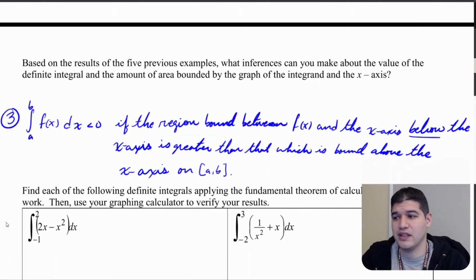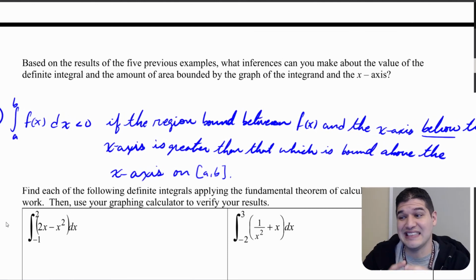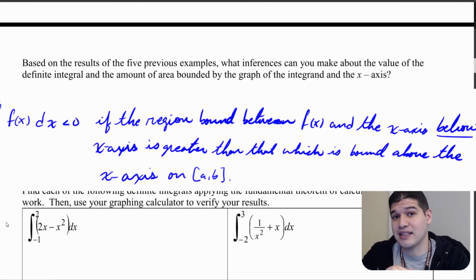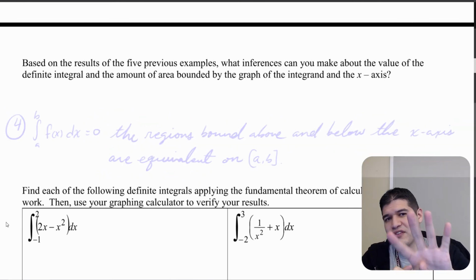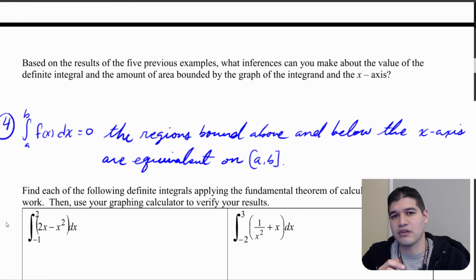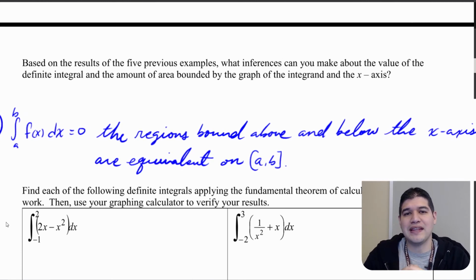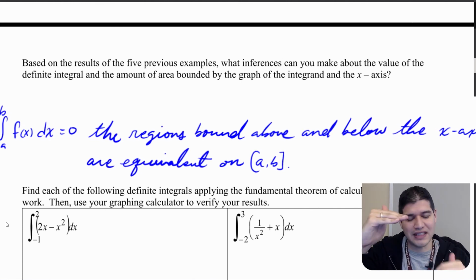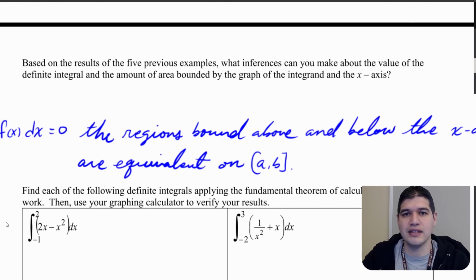The third thing that we can conclude is that if the definite integral from a to b of f of x dx is negative, then we know that there is less area above the x-axis than there is below the x-axis. And then the fourth and final conclusion that we can make is that if the definite integral from a to b of f of x dx is equal to 0, then we know that the area above and below the x-axis are exactly equivalent. They are canceling out there. And so that's why that definite integral comes out to be 0.